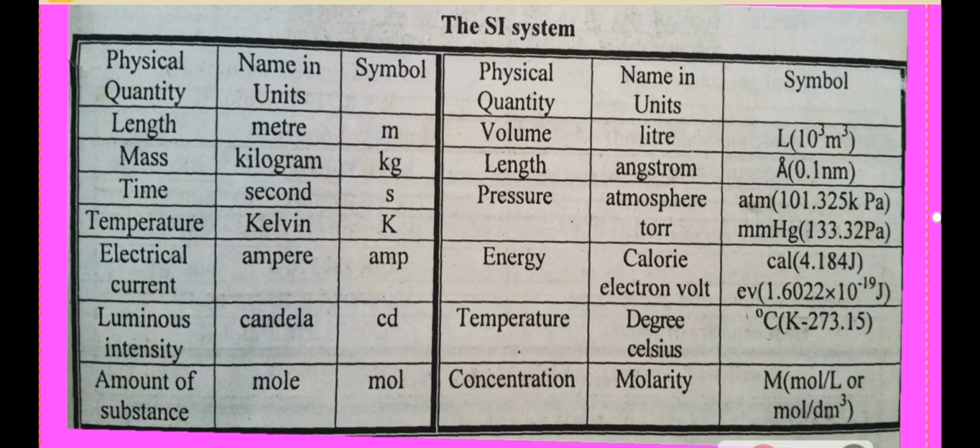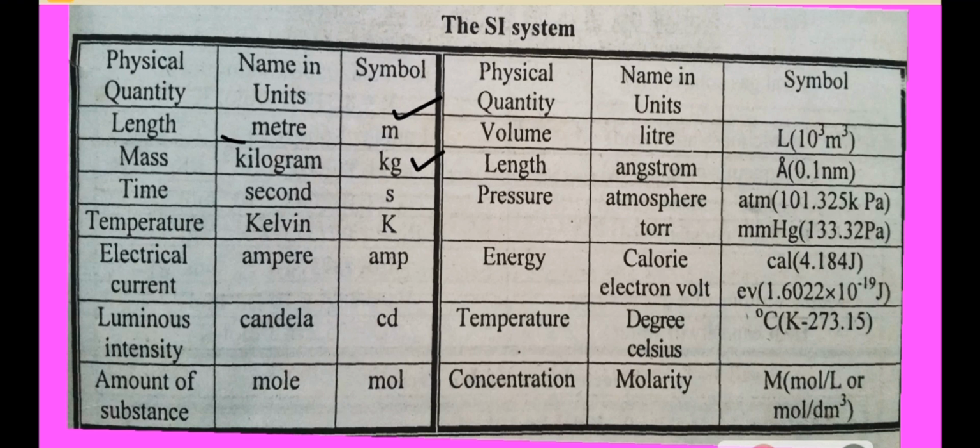Today we will discuss the physical quantities, their units and symbols. The first physical quantity is length. It is measured in meter and represented by small letter m. Mass. It is measured in kilogram and represented by symbol kg.